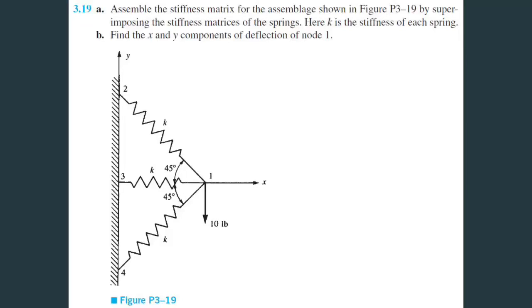This problem is really long, but it's easy. You just gotta know what you're doing, obviously, but I'll tell you exactly what you need to know to make sure you don't get stuck on these. It says assemble a stiffness matrix by superimposing the stiffness matrices of each spring. They don't give us a value for K, they just say it's K. Then we have to find the X and Y components of deflection at node 1, so that's just U1 and V1. Let's go ahead and get started.